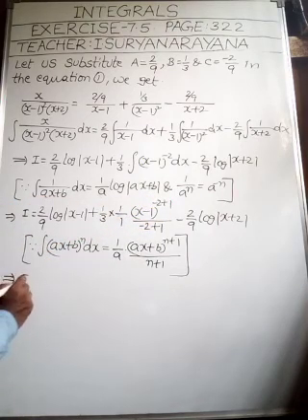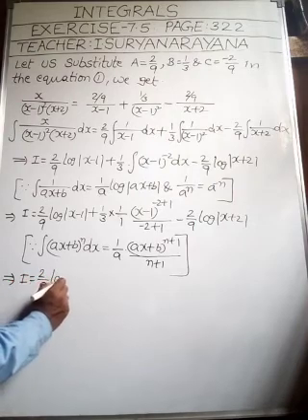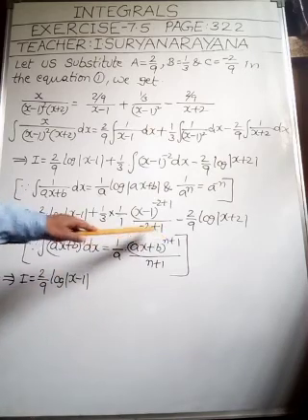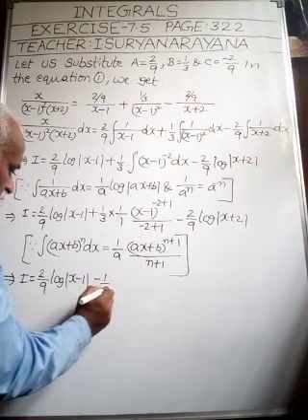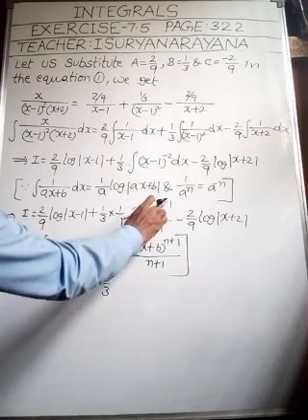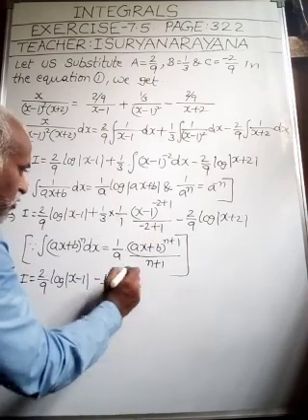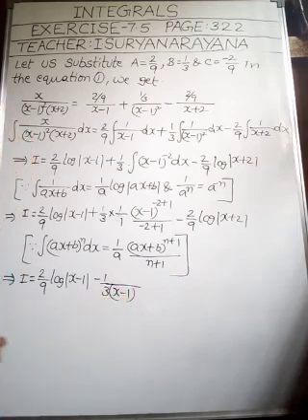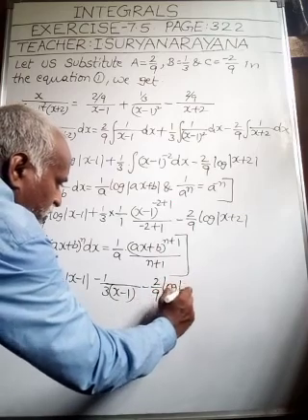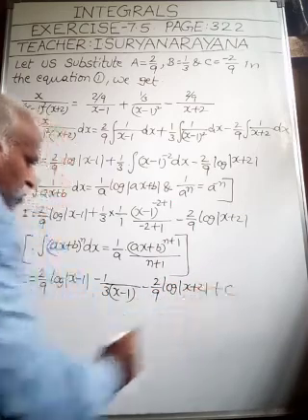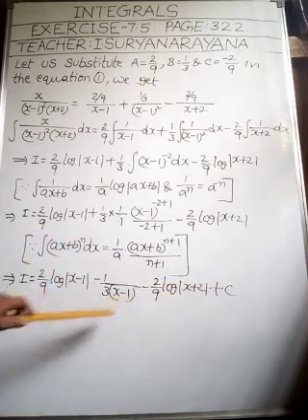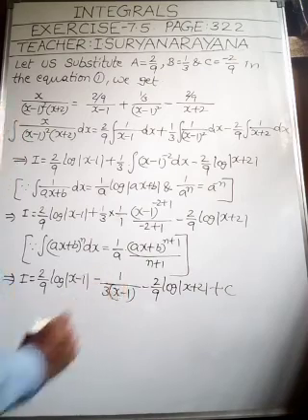This implies I is equal to 2 by 9 log mod x minus 1. What will we get? Minus 2 plus 1, minus 1. So minus 1 by 3. Finally, by simplifying this term, we get minus 1 by 3 into x minus 1 whole power minus 1. How can you write? 1 by x minus 1. Okay, my children, I wrote directly. Minus 2 by 9 log mod x plus 2. This is the last step. So at the last step we add constant of integration. Understood, my children? So directly I wrote this second term.